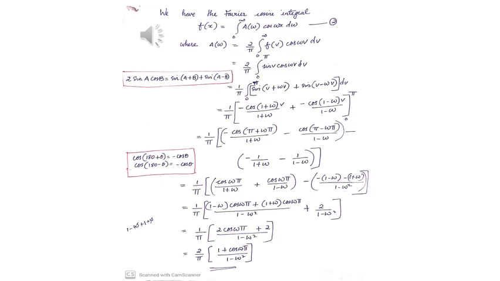Reading this with sin v cos omega v, we can use the formula 2 sin A cos B, which is sin A plus B plus sin A minus B. Here A is v and B is omega v. That is 1 by pi integral 0 to pi of sin v plus omega v plus sin v minus omega v, the whole into dv. Now we are going to integrate.